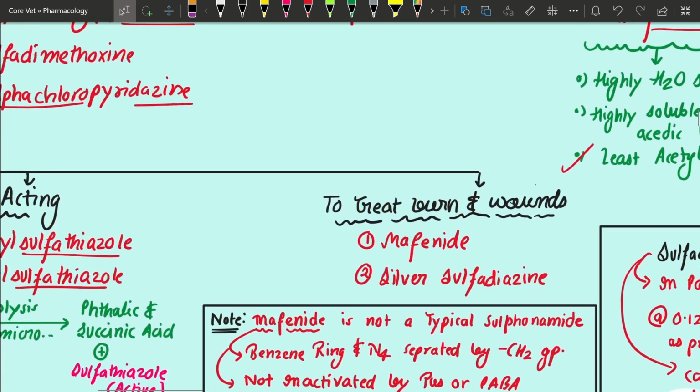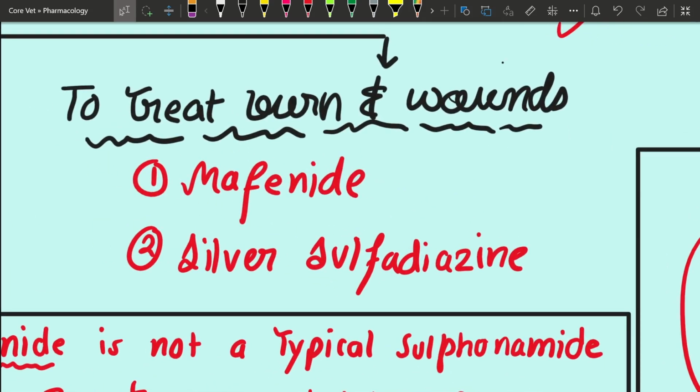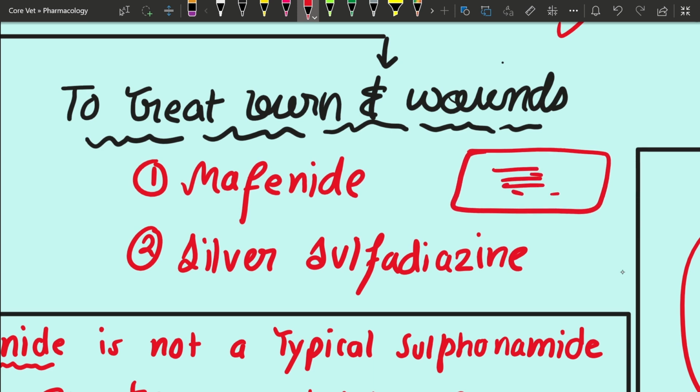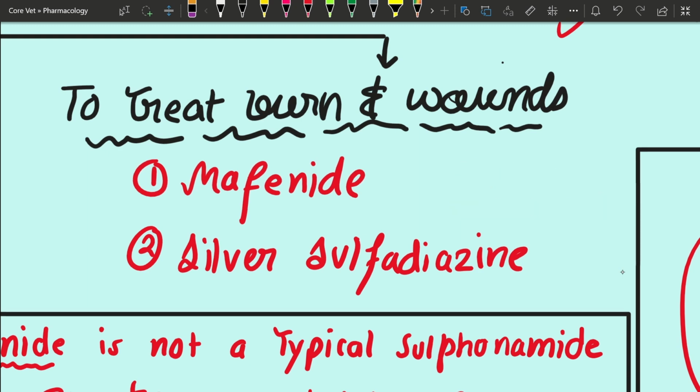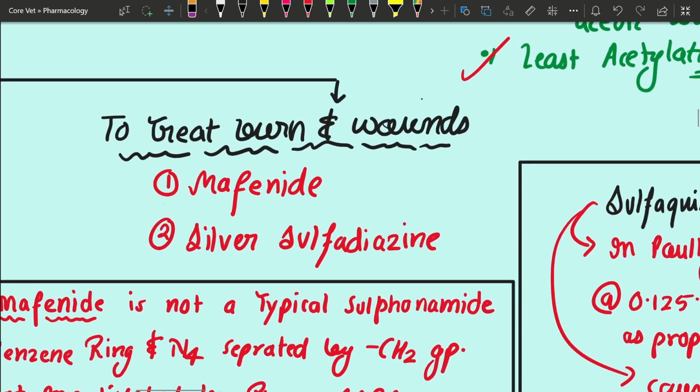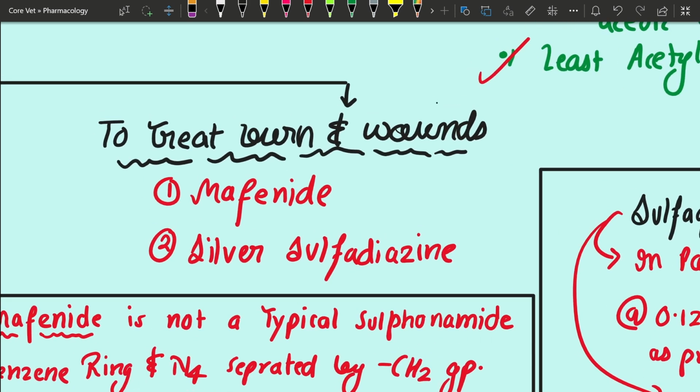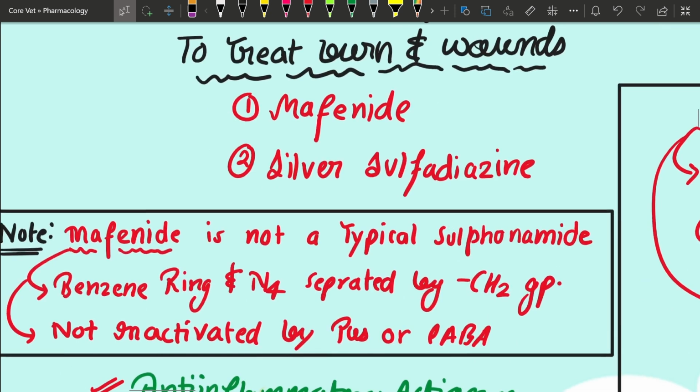Now discussing the treatment of wounds and burns, this is your skin, okay. If there is a certain wound or a certain burn lesion, you can use mafenide or silver sulfadiazine, okay. Both these drugs could be used to treat burns and wounds. Now one important thing about mafenide is it is not a typical sulfonamide. Why? Because the amino group at the N4 position is not directly attached to the benzene ring, it is separated by a CH2 group.